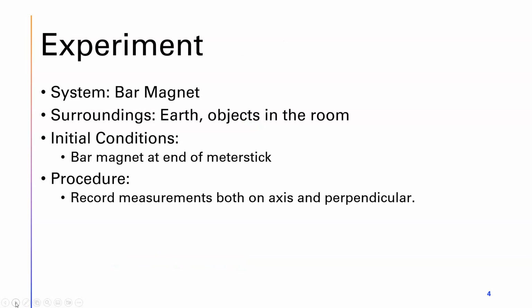So for the experiment, our system will be the bar magnet, and the surroundings are the Earth and the objects in the room. Objects in the room are important for our error later on. And the initial condition is the bar magnet at the end of the meter stick. Ideally, there are no other forces acting on the given observation point. And then for the procedure, we're going to record measurements both on axis and perpendicular measurements. That way we can calculate the 45-degree angle measurement.